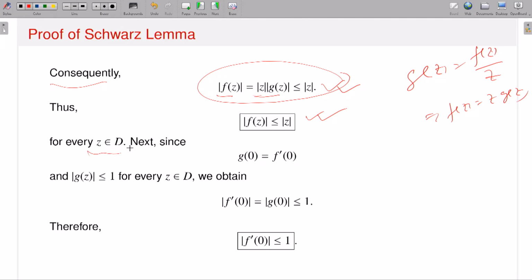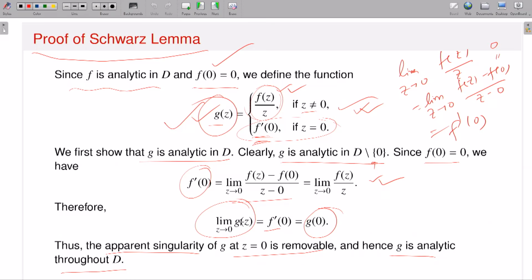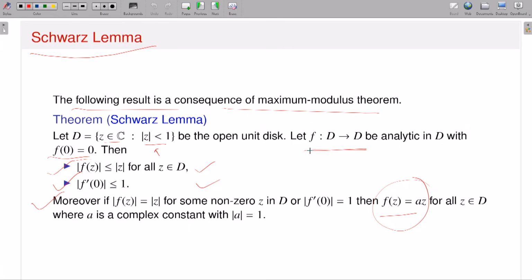So what about z equal to 0? Since at z equal to 0, I defined g of 0 equal to f prime of 0, by the fact that modulus of g of z is less or equal to 1 for all z, it implies modulus of f prime of 0, which is g of 0, is less or equal to 1. So I have proved these two conclusions. If I have an analytic function f from D to D, then the first conclusion is that modulus of f of z is dominated by modulus of z for all z in D, and the second is that modulus of the derivative of f at 0 is less or equal to 1, because modulus of g of 0 is less or equal to 1, and g of 0 is f prime of 0. So this is true.